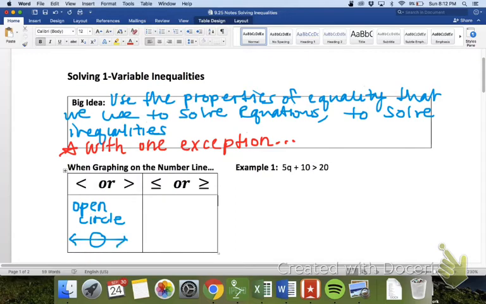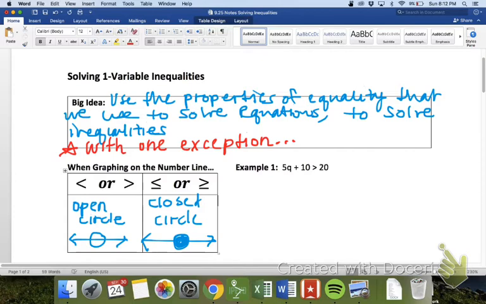But then if you have the or equal to with the line underneath, so the less than or equal to or greater than or equal to, you're going to use a closed circle when you're graphing. So it will look something roughly like this, or shaded in, because now if it's or equal to, then you do include that number in the solution set. So let's look at a couple of examples.